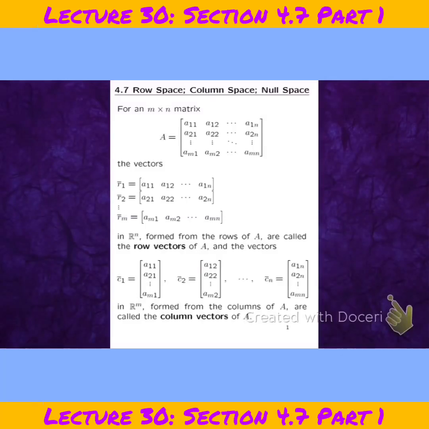Alright, so now we look at section 4.7, which deals with row space, column space, and null space. Right, so recall that for an m by n matrix A, given with those entries, the following vectors denote the row vectors, right? So it's the vector formed by taking the rows.